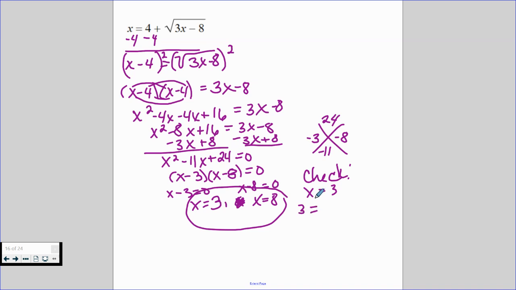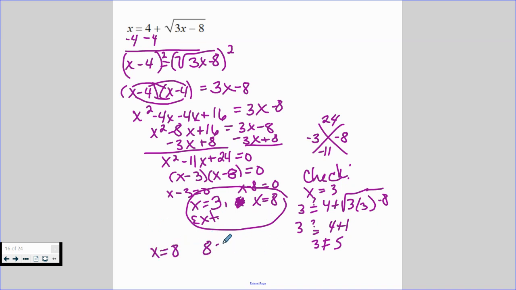So does 3 equal 4 plus the quantity square root of 3 times 3 minus 8? 3 times 3 is 9, minus 8 is 1. 3 does not equal 5. So 3 is extraneous. And let's check 8.